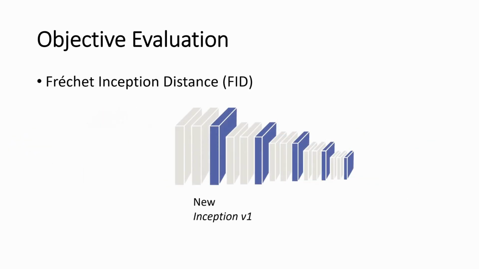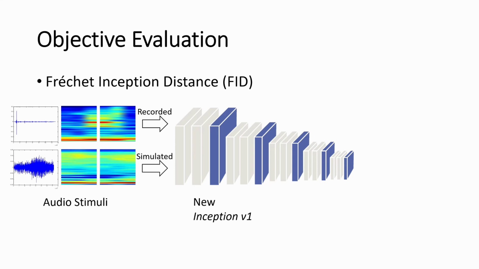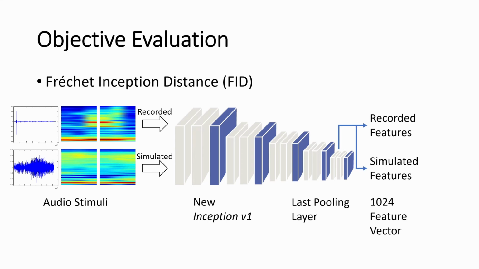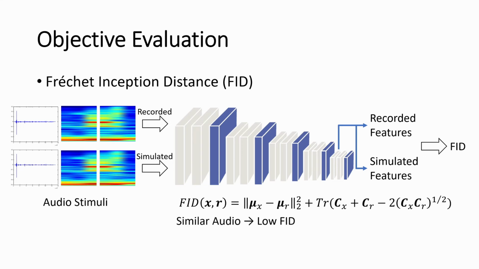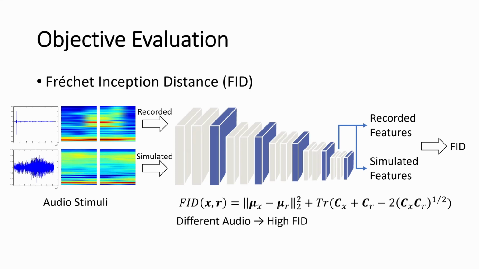We also introduced the FID to measure the similarity of our synthesized sounds to recorded ones. Given both recorded and simulated audio, we use the last pooling layer of the inception network to calculate the feature vectors of both sounds. The FID can then be computed as the Fréchet distance between these two features using this equation. Consequently, if our simulated audio is similar to the recorded one, we would have a low FID score. Otherwise, the FID would be high.